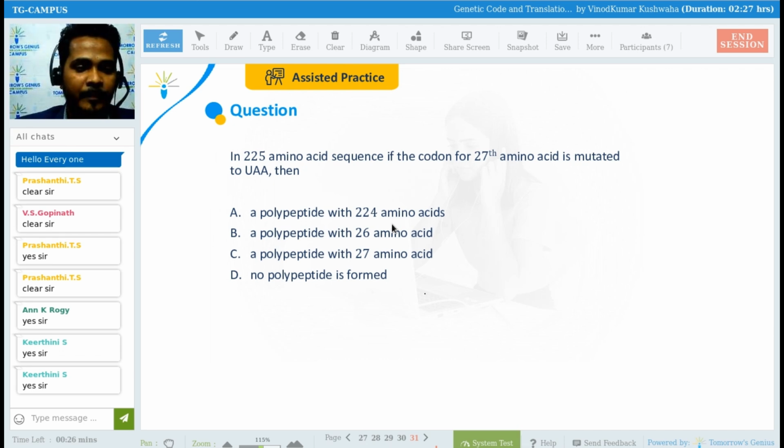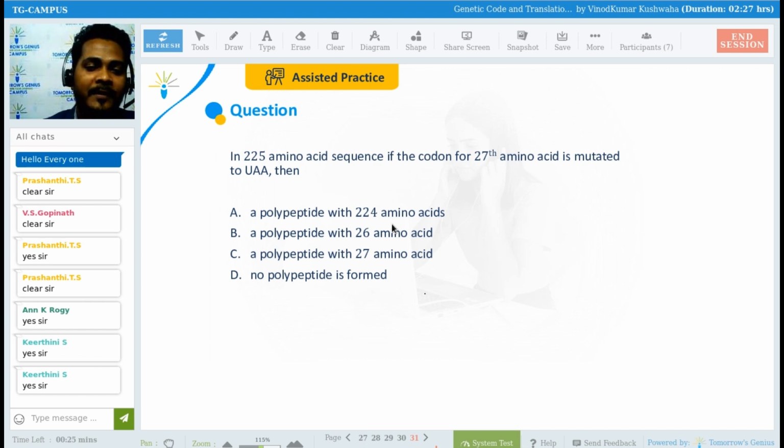So Anne said B, a polypeptide with 26 amino acids. Anmoldeep responded A, a polypeptide with 24 amino acids. At first I also got confused between 26 and 27. Then I realized the first codon is the start codon, so it cannot be taken into account. So it is 26 amino acids.